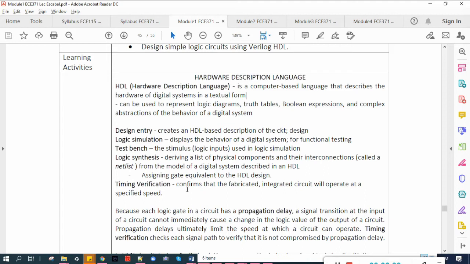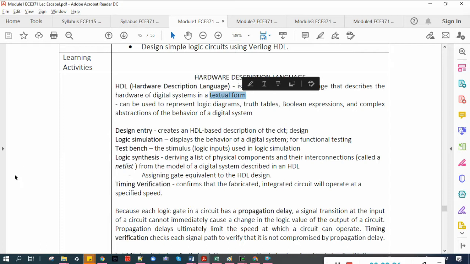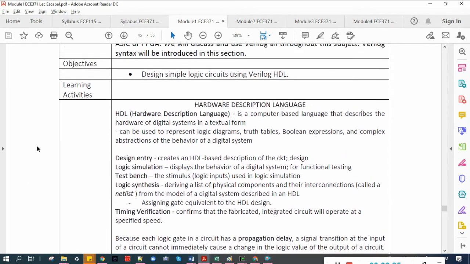It means that we can write Verilog HDL using, for example, Notepad or Notepad++, any software where we can input text. We can use that to write our HDL code.